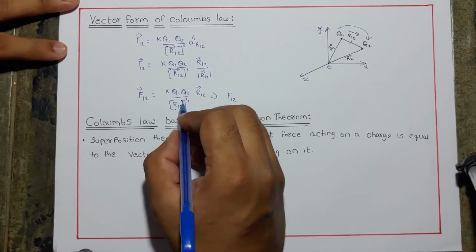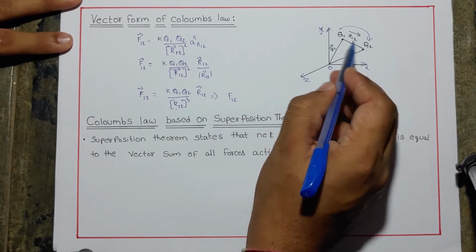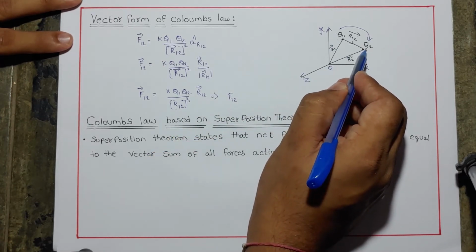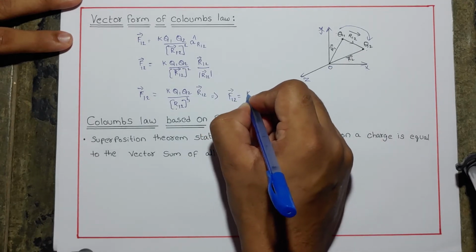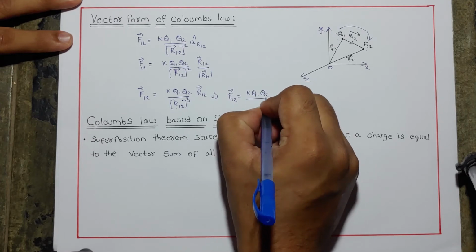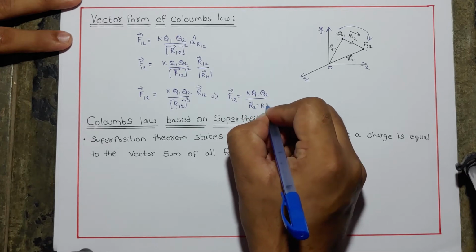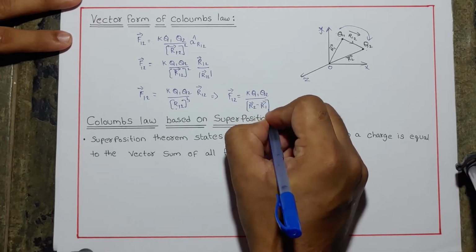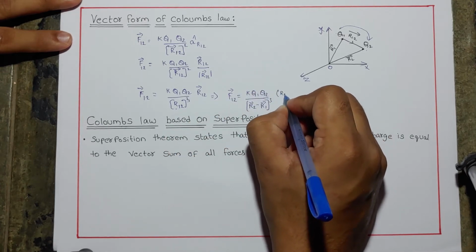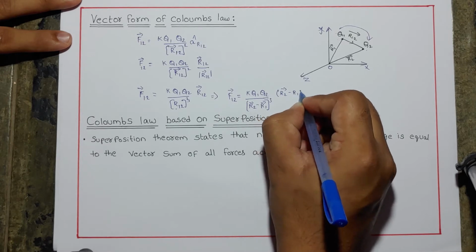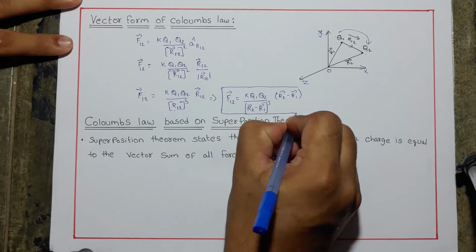Now let us solve this. Here R12 is a distance. We know that the distance vector from 1 to 2 is R2 vector minus R1 vector, so F12 is equal to K times Q1 Q2 by the magnitude of R2 vector minus R1 vector, whole cube, multiplied by R2 vector minus R1 vector. This is finally the vector form of Coulomb's law.